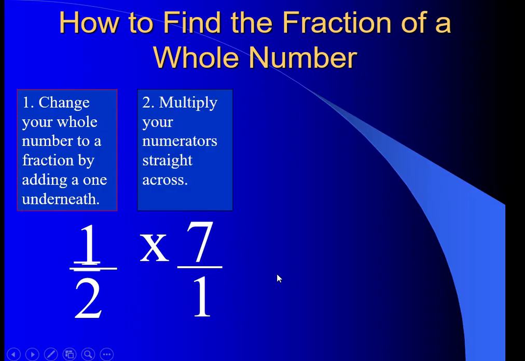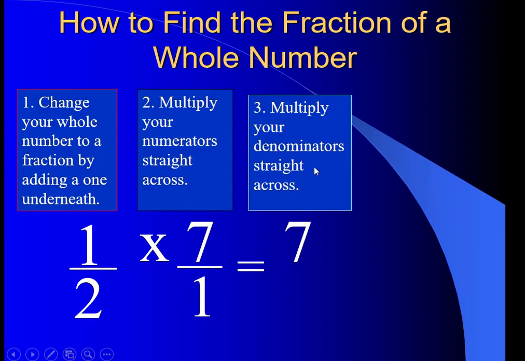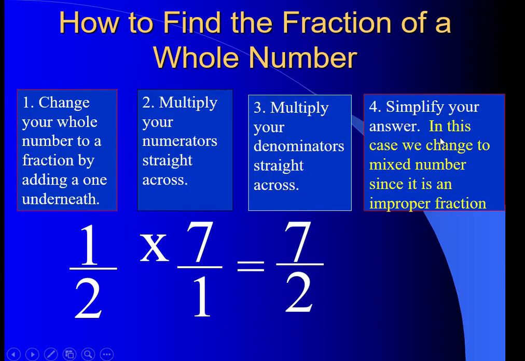So, step 2, multiply your numerators straight across. 1 times 7, we have 7. Multiply your denominators straight across. Ito yun. 2 times 1, we have 2. Simplify your answer. In this case, we change to mixed numbers since it is an improper fraction. So, improper fraction, mas mataas yung numerator. So, we have to divide.